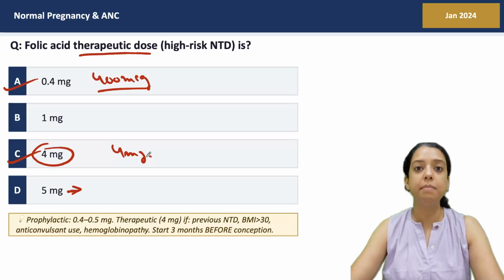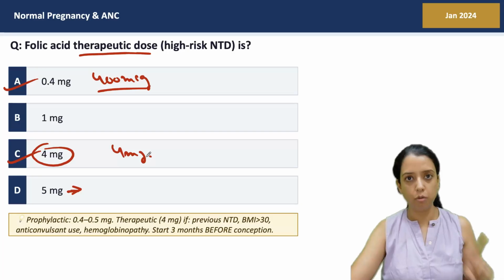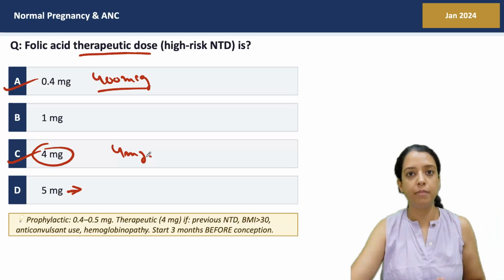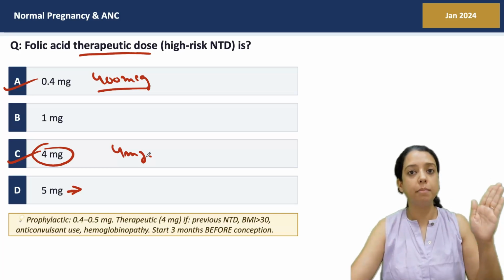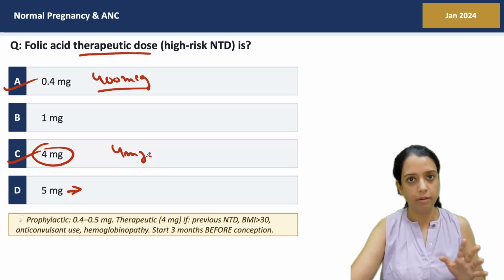Therapeutic dose is given in people who have high risk of neural tube defect, like a previous baby with neural tube defect. The patient is obese. The patient has malabsorption. Patient has family history of neural tube defect. Patient is on anti-seizure medications. These are the indications of high risk of neural tube defect.